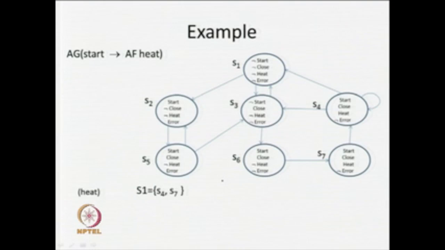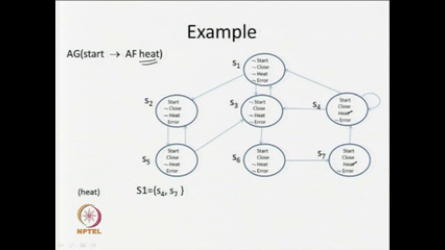Okay, now, we have this particular Kripke structure or model of our microwave controller system, and I told you that we are going to check the correctness of this formula: in all paths globally, start implies AF heat. So, first we have to look at each and every subformula. First we are going to look at this particular subformula heat. Now, by looking at this Kripke structure, you will find that heat is true in states S4 and S7. So, this is S4 and this is S7, heat is true in these two states. Now, we know which are the states where heat is true.